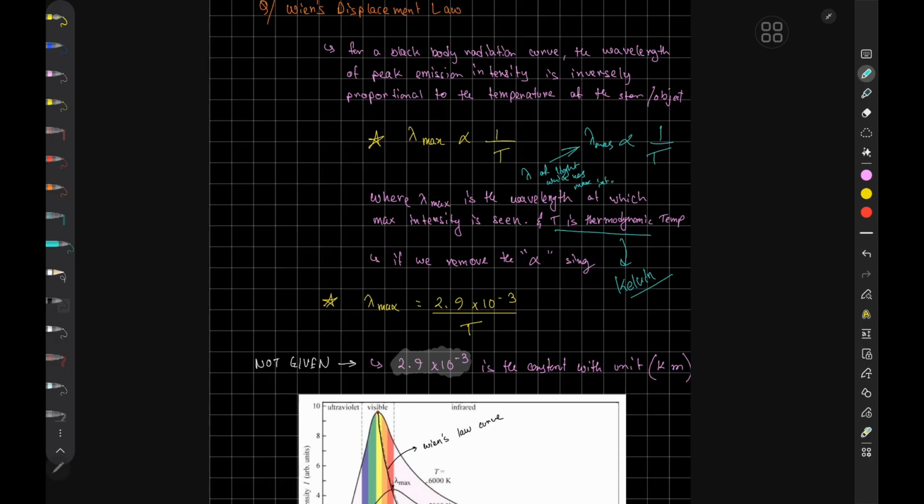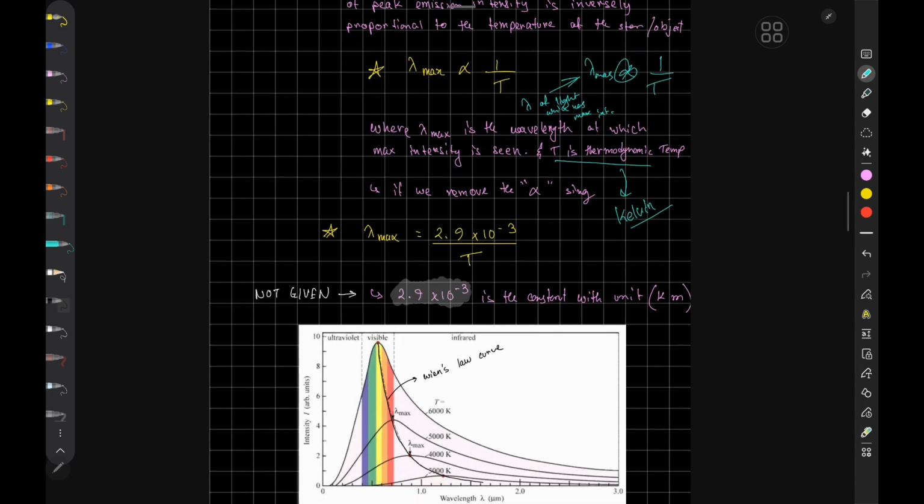Okay. So now obviously if you want to remove this proportionality sign, you introduce a constant, and experimentally, with all the data that we have, it has been found that the best fit is this number, 2.9 times 10 to the power minus 3. This is something you can remember or not remember. Probably given to you. Okay, not given to you. 2.9 times 10 to the power minus 3 is not given to you.